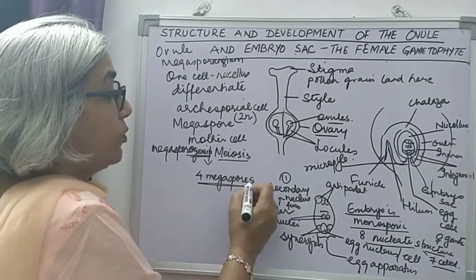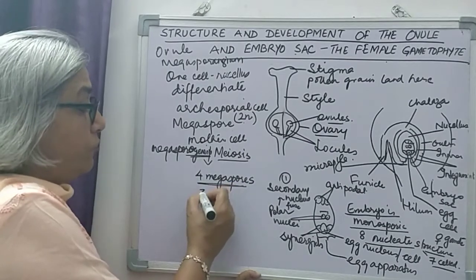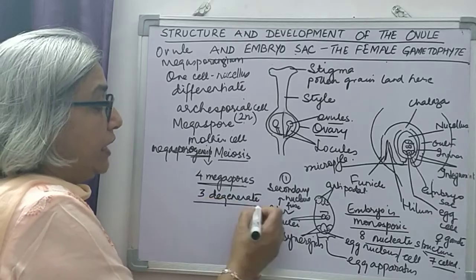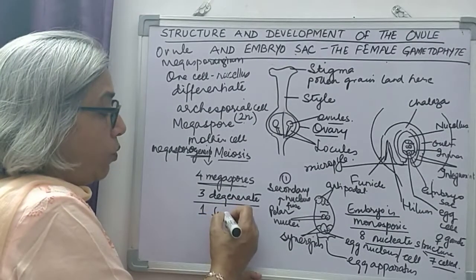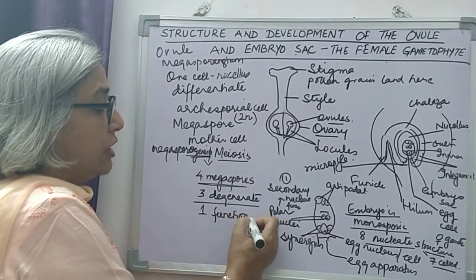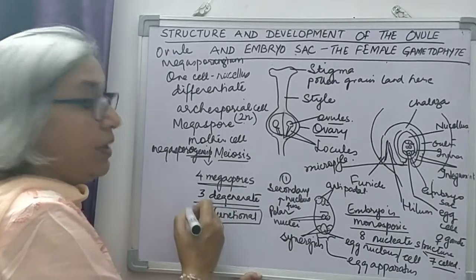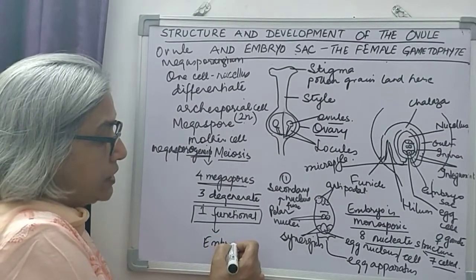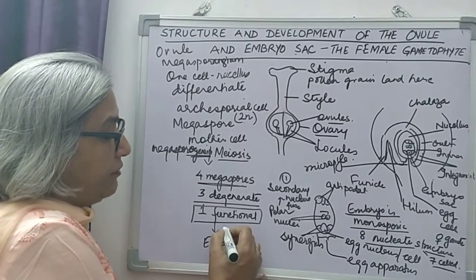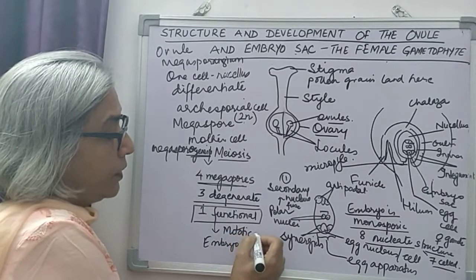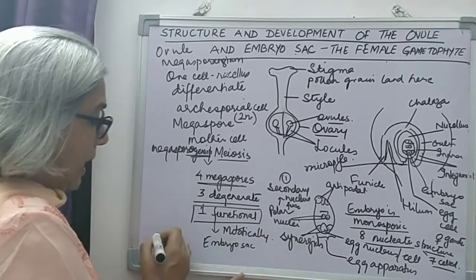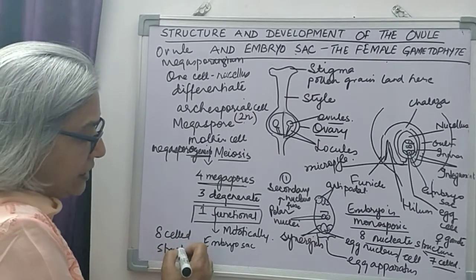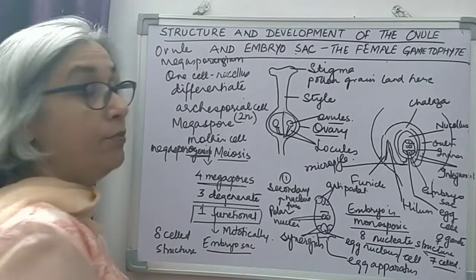So 4 megaspores are formed. Out of these 4, 3 will degenerate and only 1 will be functional. And this functional megaspore will finally form the embryo sac. It will divide mitotically and will form an 8-celled structure. This 8-celled structure is called the embryo sac.